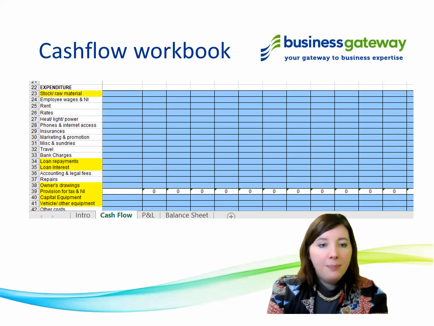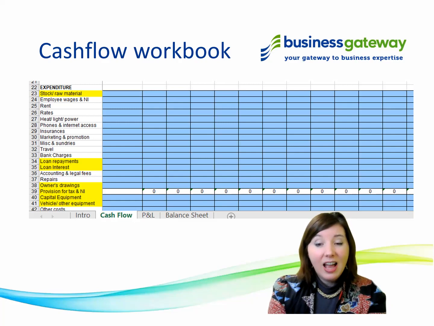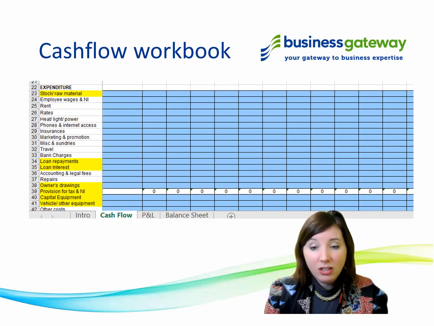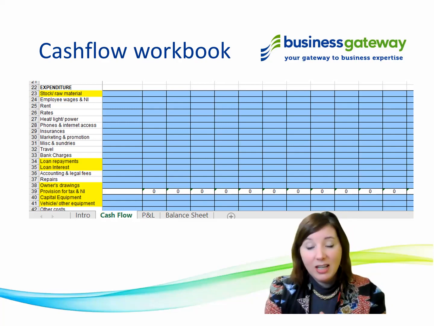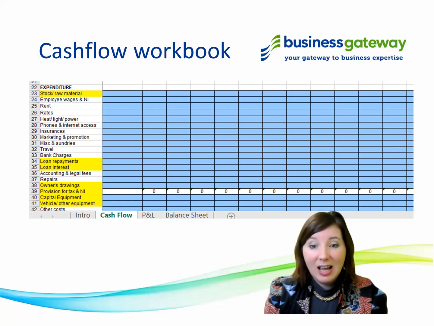We have two separate rows here for loan repayments and loan interest, and the reason is if you're going to be taking out a loan to start your business, you need to account for the repayments and the interest separately, because HMRC sees these as two separate costs.